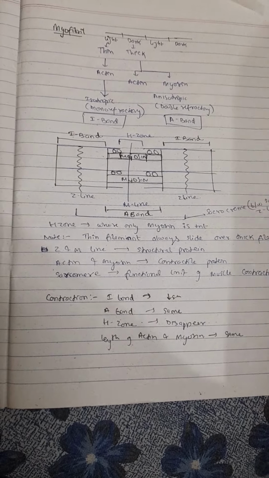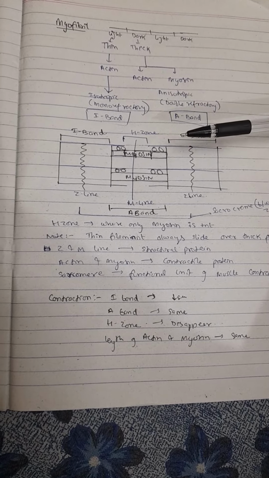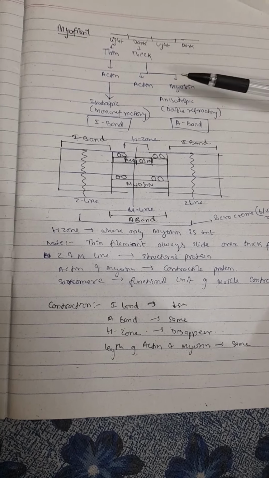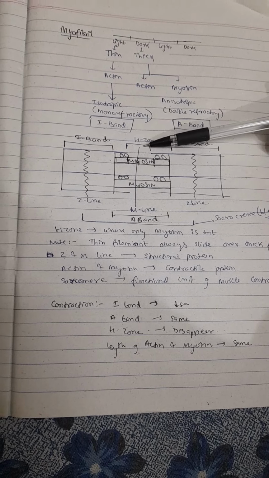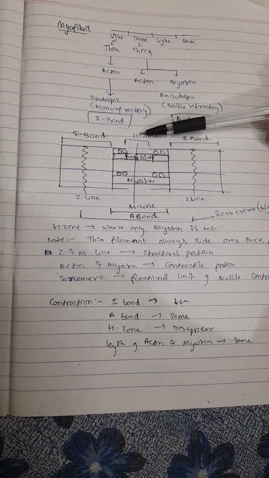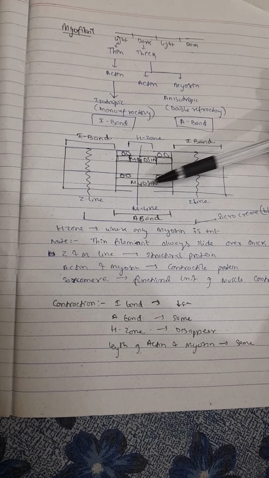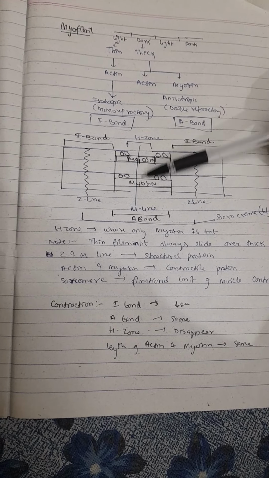Now we have the H zone. We have all heard about this zone, but we never get to understand what it is. So let me tell you, the H zone is nothing but the area or zone where only myosin is present. Actin will not be present there. Only myosin is present.